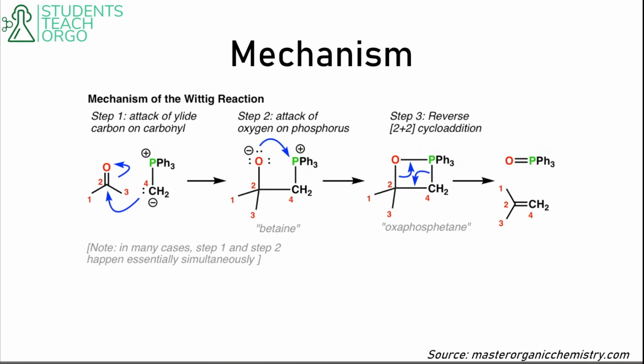Ylide is basically any sort of molecule that exists. I mean, yeah, you could write that there's a double bond there, but in reality, most of the negative charge exists on this atom and positive charge exists on this atom. Okay, so you're going to be using the lone pair on carbon number 4 to attack carbon 2, kick that up. You're going to form this sort of box right here. Basically, the oxygen is going to attack this phosphorus and form this box, and you're going to do what's called a reverse 2 plus 2 cycloaddition.